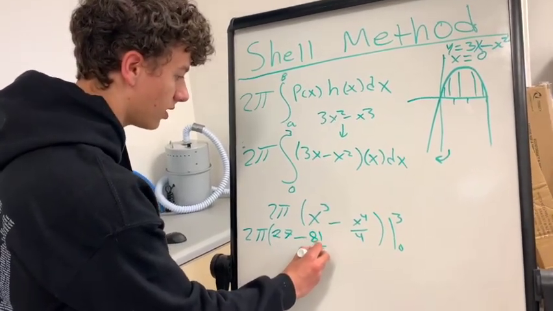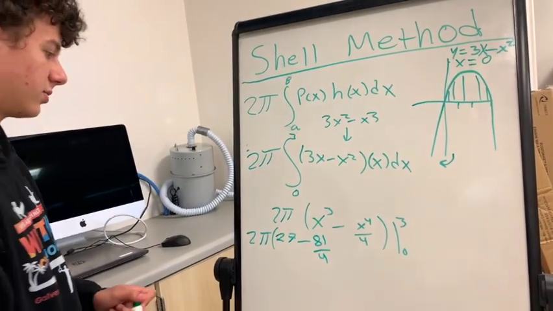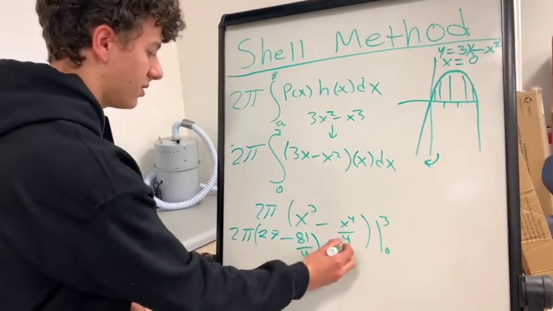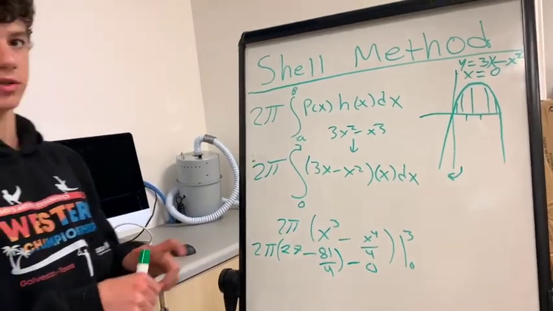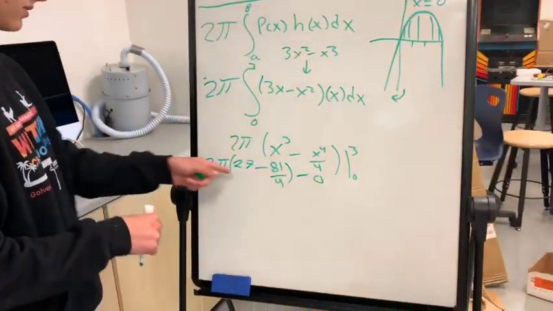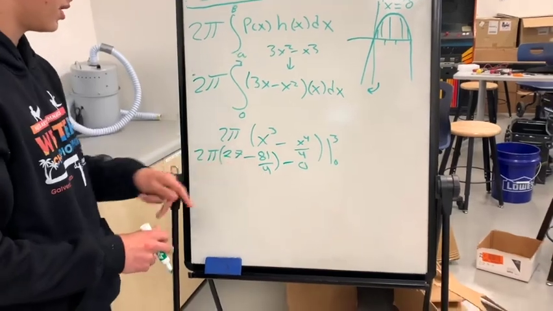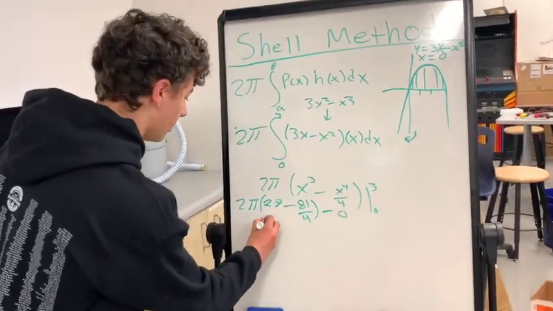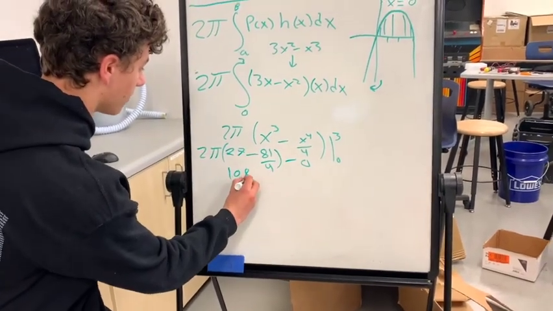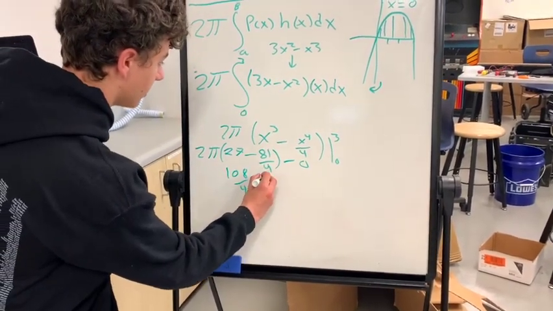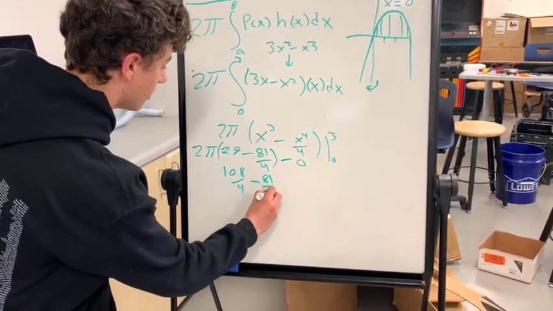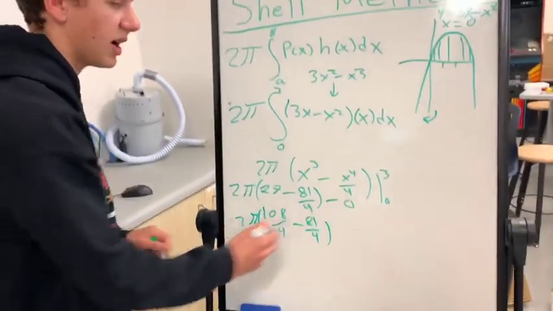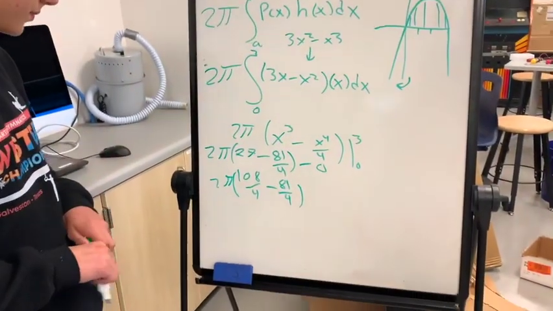over 4, and we have that, and then we have to plug in our zeros, but our zeros are coming out to 0, so it'll just be minus 0, which doesn't matter. So now we have to solve this. So we want to multiply 27 by 4, which would be 108. So we have 108 over 4 minus 81 over 4 times 2 pi. And I'm just getting rid of the minus 0 because it is 0.